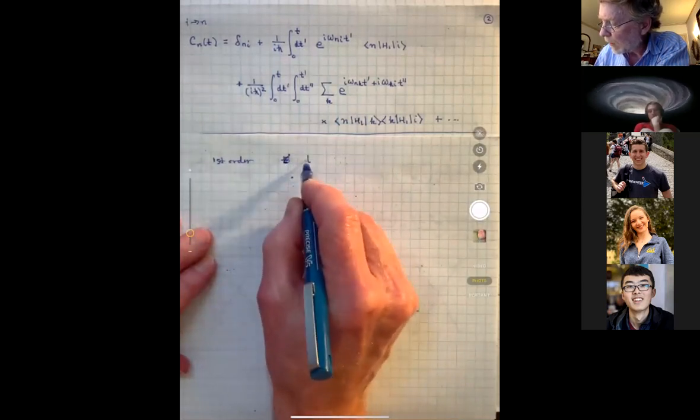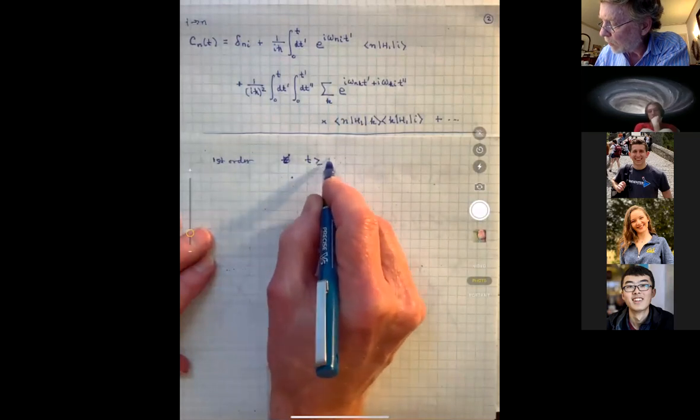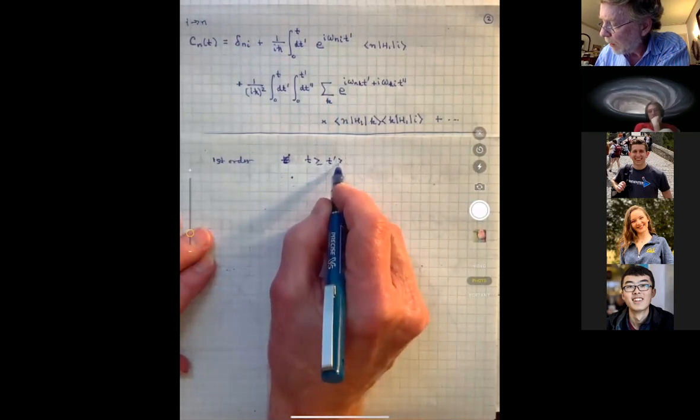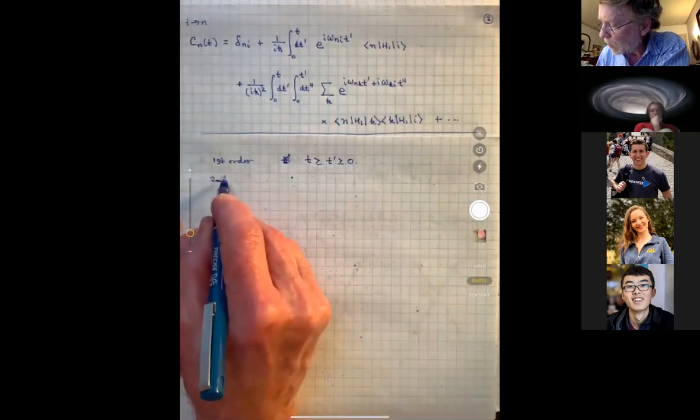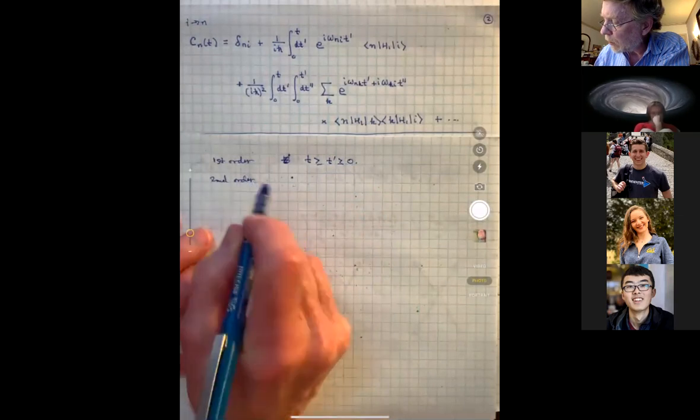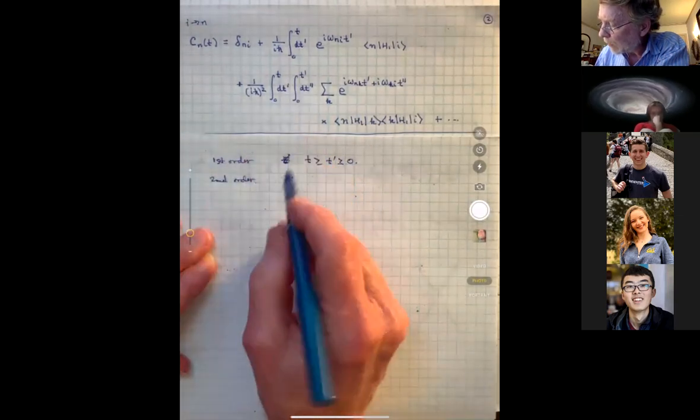The times are ordered by the fact that t, the final time, is greater than or equal to the intermediate time t prime, which is greater than or equal to 0. There's an ordering of times like that in the first order term. In the second order term, there are two intermediate times, and they're ordered like this.